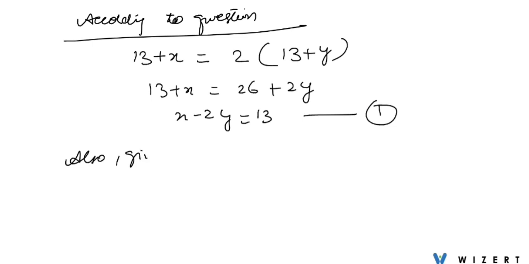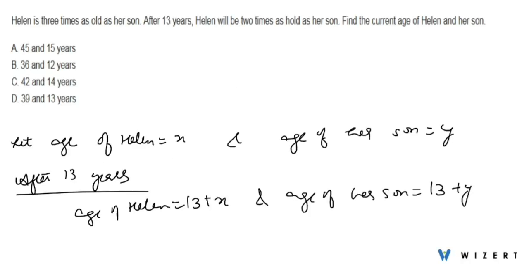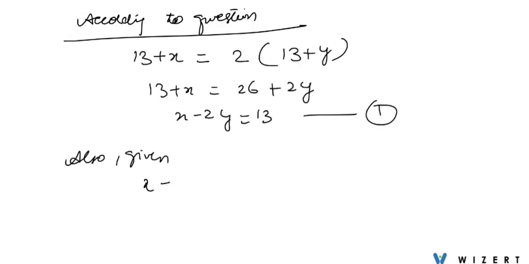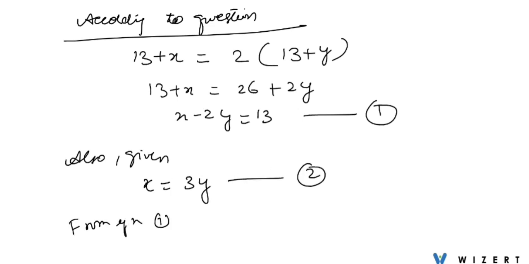And also it is given that Helen is 3 times as old as her son. So x is equal to 3y. Let this be the second equation. Now from equations 1 and 2 we can simplify and obtain the values of x and y.